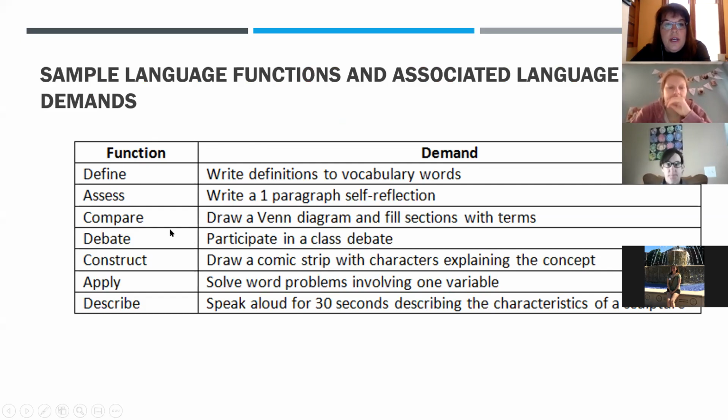That's how I know. Compare, draw a Venn diagram and fill sections in. Debate, participate in a class debate. Construct, draw a comic strip with characters explaining the concept. Apply, solve word problems involving one variable. Describe, speak aloud for 30 seconds describing the characteristics.